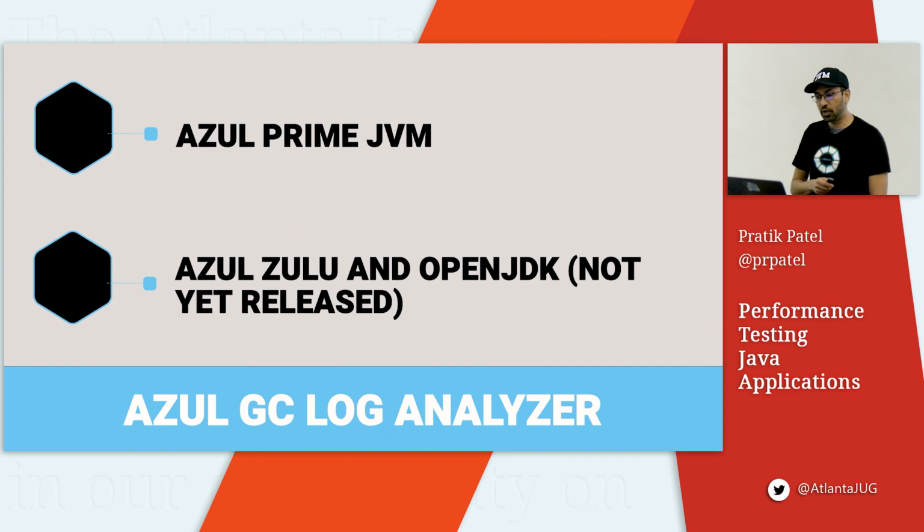The other tool that I'm going to use is the Azul Garbage Collection Log Analyzer. This specific tool is only available for Azul JVMs. Azul Zulu is based on OpenJDK. Well, so is Prime. But Zulu is completely free to use, whatever you want to do with it. That tool is yet to be released, but there are other tools that you can use. For example, gceasy.io is a really nice tool for looking at garbage collection statistics.